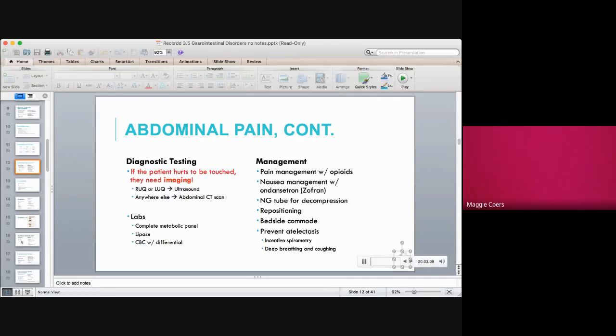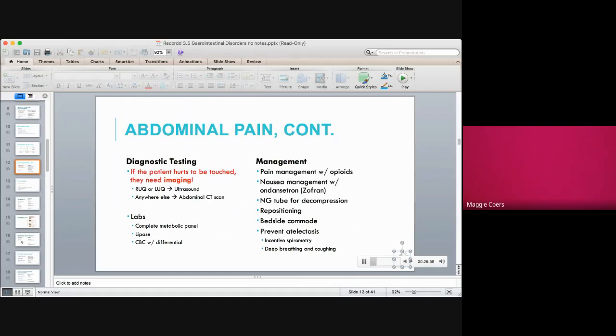Anyone who comes in with abdominal pain, especially when it hurts to be touched, needs to go to diagnostic imaging. So we can do an upper abdomen, and they do this through an ultrasound, okay, or a lower abdomen can be done by a CT scan.